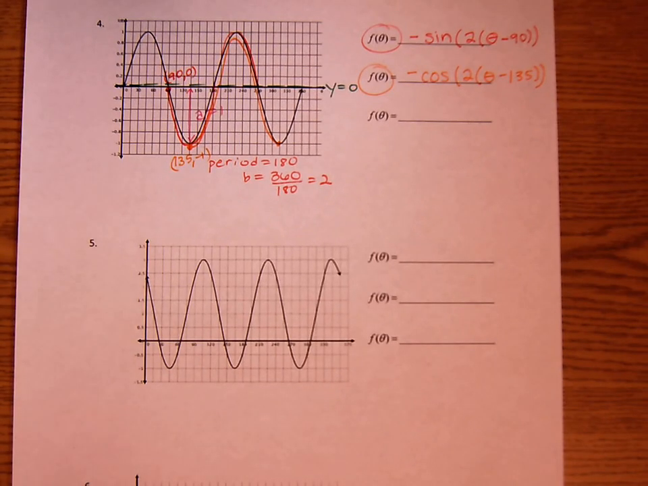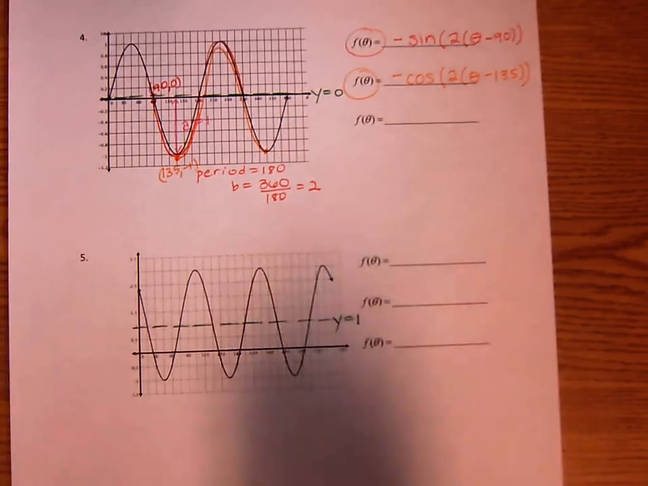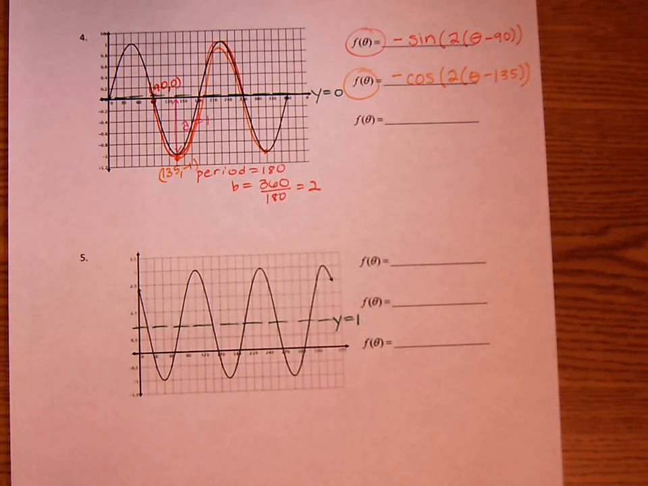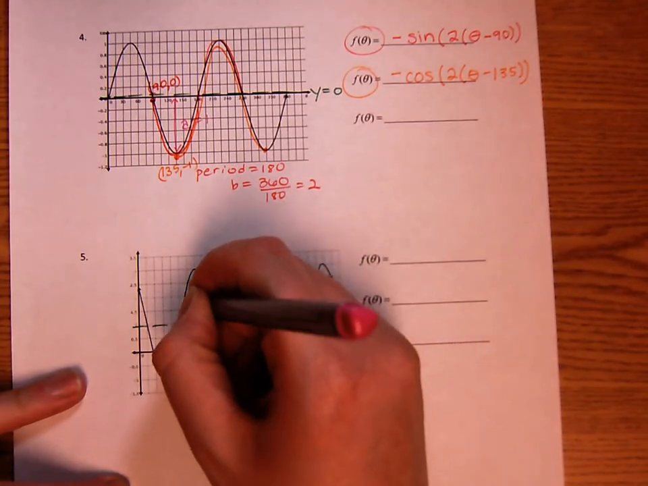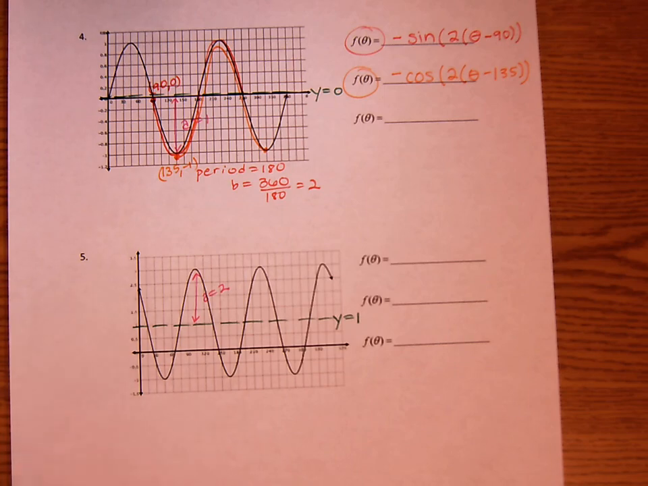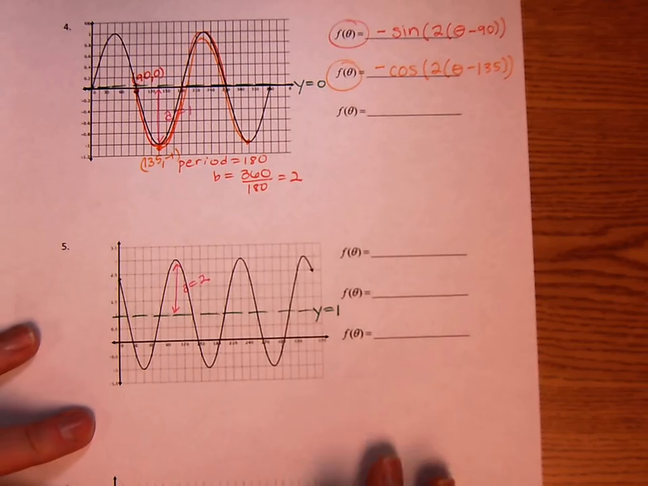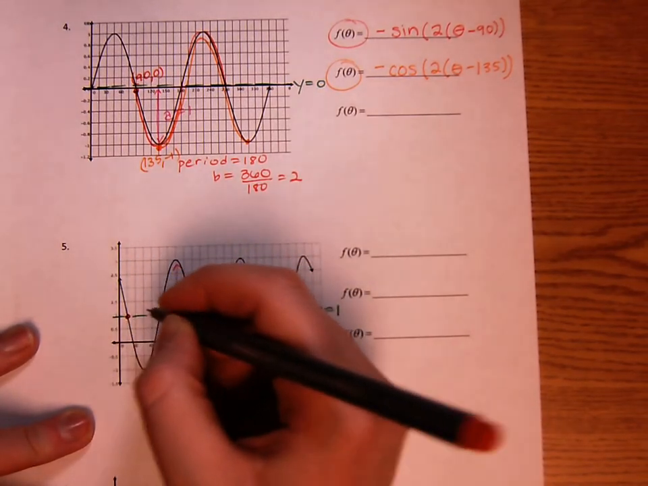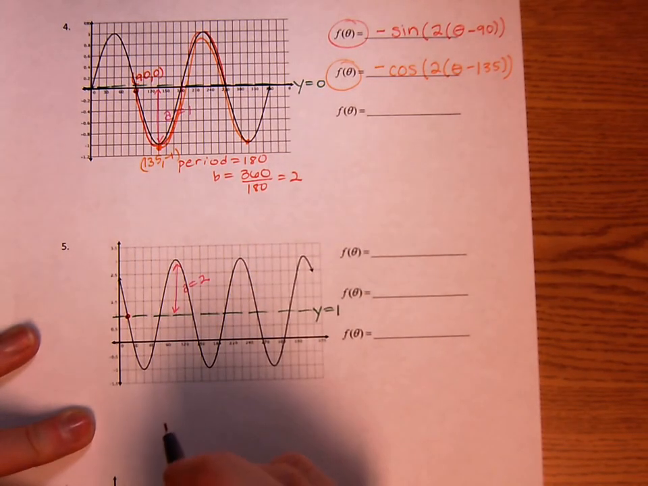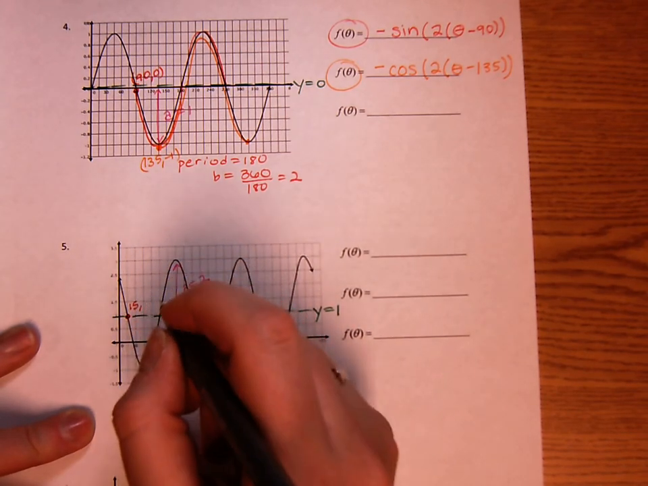Number 5, my center line, if I look at the max and the min and divide it by 2, happens to be at 1. If I were to look at the amplitude here, going from 1 up to 3 is a distance of 2 units. Going through my 5 critical points for sine, let's start right at this first point on the center line. Looks like we're going by 15 degrees here, so that's a shift 15 to the right. So that's at 15, comma 1.